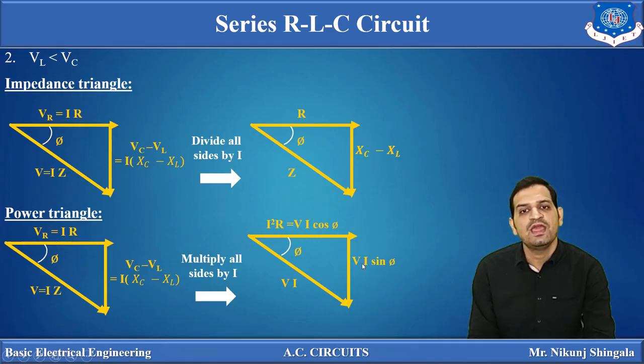Here we get VI sin phi, where VI sin phi is the reactive part of V, and this becomes V into I. We know this V into I is nothing but the apparent power. VI cos phi is the actual power consumed in the circuit, and VI sin phi is the reactive power, the useless power. And we know the actual power consumed in the circuit is because of the resistor, so it can also be expressed in terms of I square R.